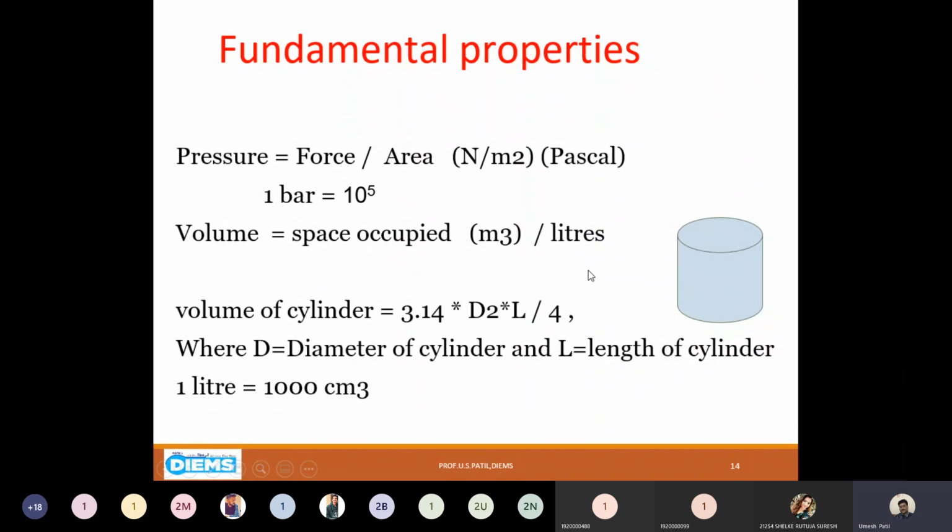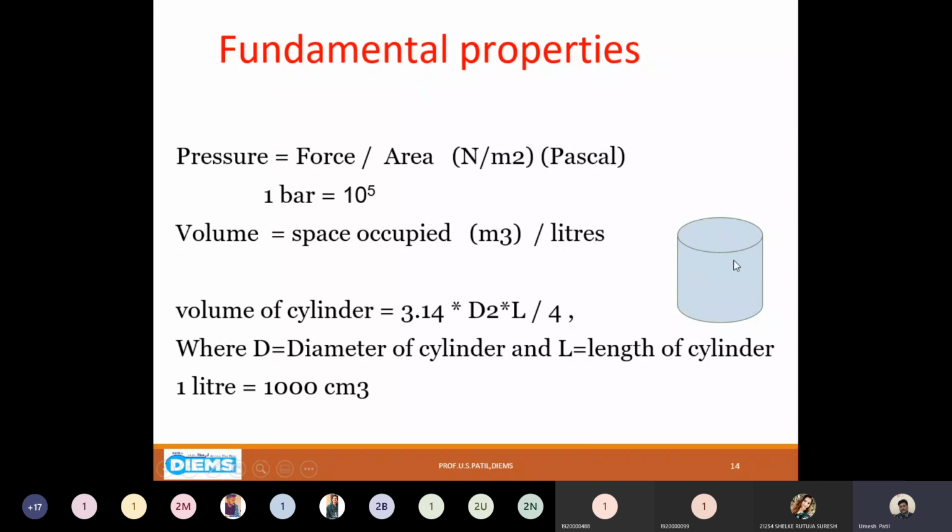Okay, so the volume of a cylinder is pi by 4 d square L. Pi is generally taken as 3.14. So pi by 4 into d square into L is the volume of the cylinder.